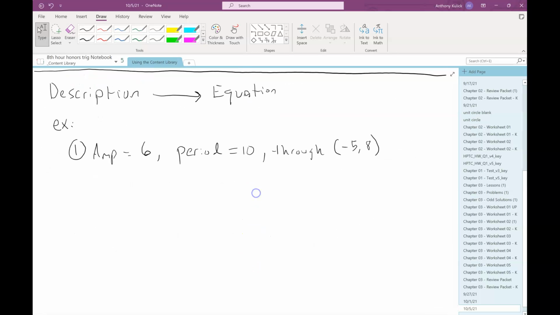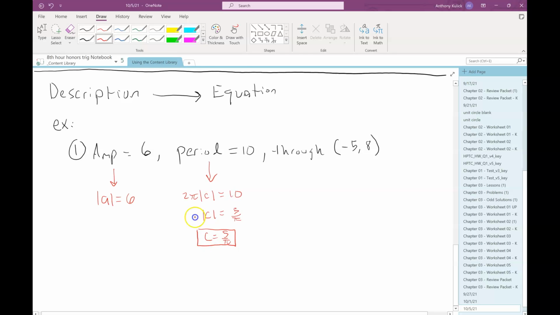So the amplitude, that just tells me that the absolute value of a has to be 6, right? Again, I don't know if the 6 is going to be positive or negative yet. It might be positive for one answer, negative for another. There's correct answers either way. The period of 10 is going to allow me to find the value for c. And I'm going to assume, again, in these cases, that c is going to be positive.